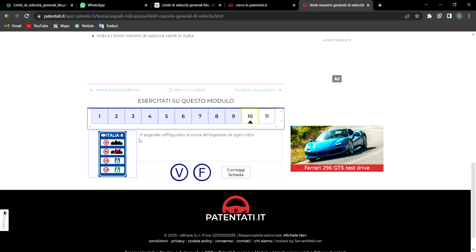So number 10, it says il segnale raffigurato si trova all'ingresso di ogni città. So it's falso. We say that this very sign is always found at the border of Italy, not at the beginning of every city. So this one is falso. So lastly, which is number 11, it says il segnale raffigurato indica il limite minimo di velocità che vengono in Italia. So this one is falso because the sign does not say the minimum speed you are permitted to drive. The signs indicate the maximum speed you are permitted to drive. So this very one is falso.